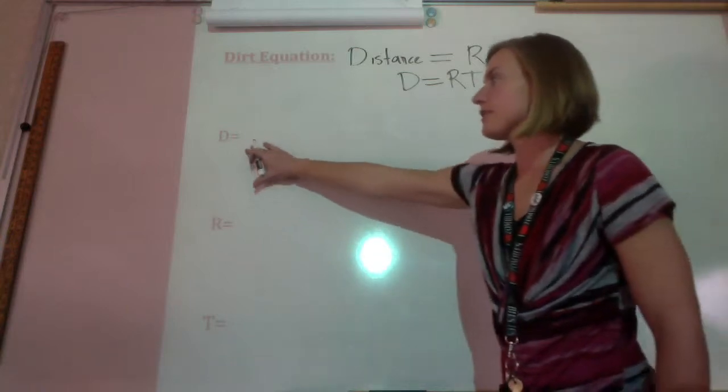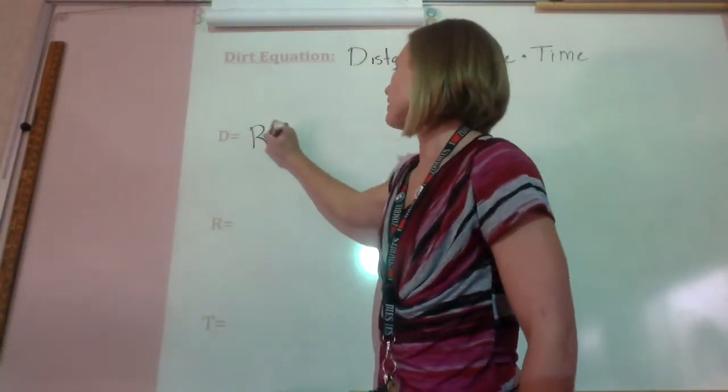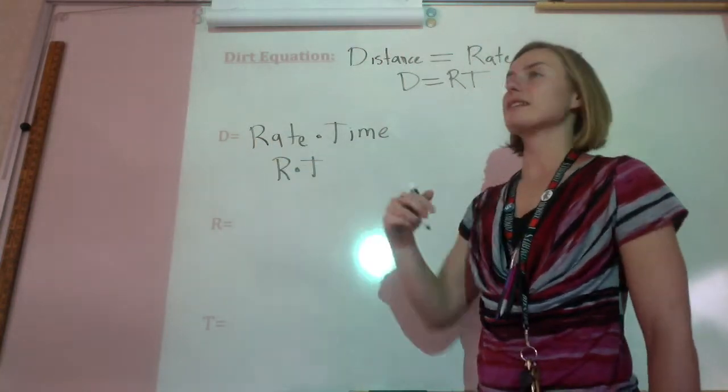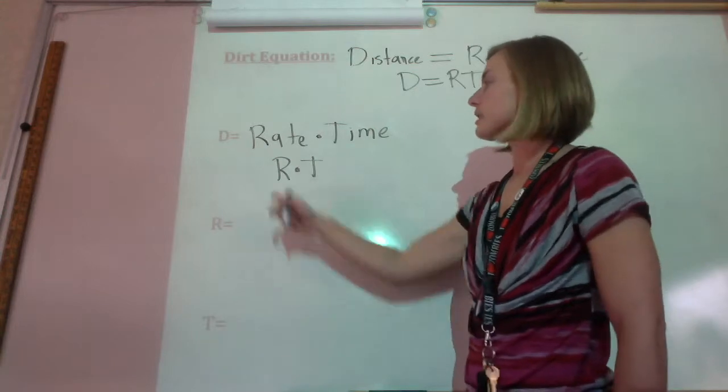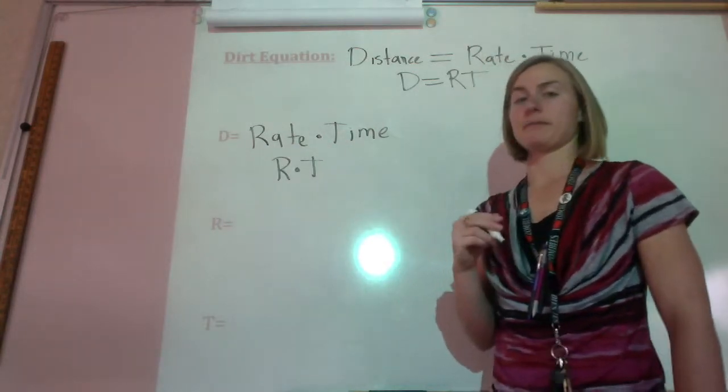So we already have D. The distance, if you need to find the distance, you just need to do your rate times your time. So if you need distance, or you need the amount that's going to be completed, you just need to take the rate that you're working at and multiply it by the time.